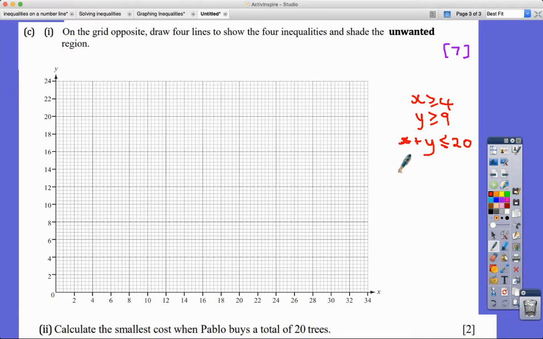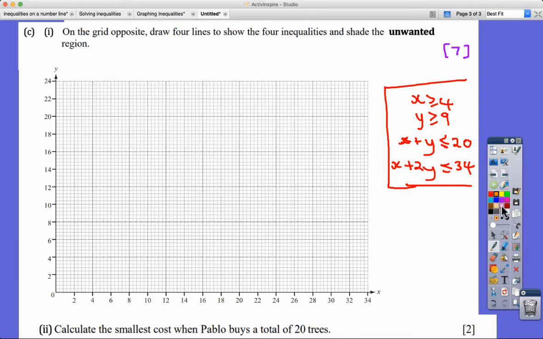And the last one that we've got is x plus 2y is less than or equal to 34. So what the question is asking us to do now is to plot these inequalities. They're all going to be solid lines because they are greater than or equal to or less than or equal to. If not, it would be dotted lines. So that's one thing I can look at straight away and know.